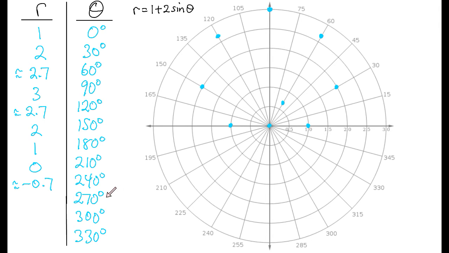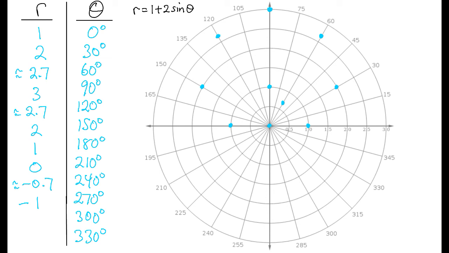Okay, when theta is equal to 270, sine of 270 is minus 1, so this is 1 minus 2, and I get minus 1. Same thing here. Normally 270 is along this line, and if r equals 1 and theta was 270, it'd be right here, but because r is minus 1, I go backwards, and that's right here is where my point's going to be. So let's plot that right there. And you can see we're forming that inner loop that we know we have.